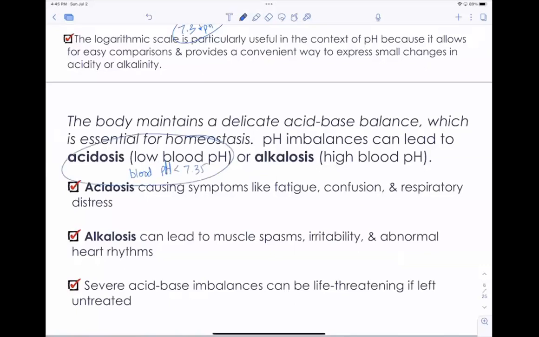That's going to be acidosis. When blood pH levels get greater than 7.45, that's when you're in alkalosis. Now, with acidosis, you're going to have symptoms like fatigue, confusion, and respiratory stress. Where do we see this?